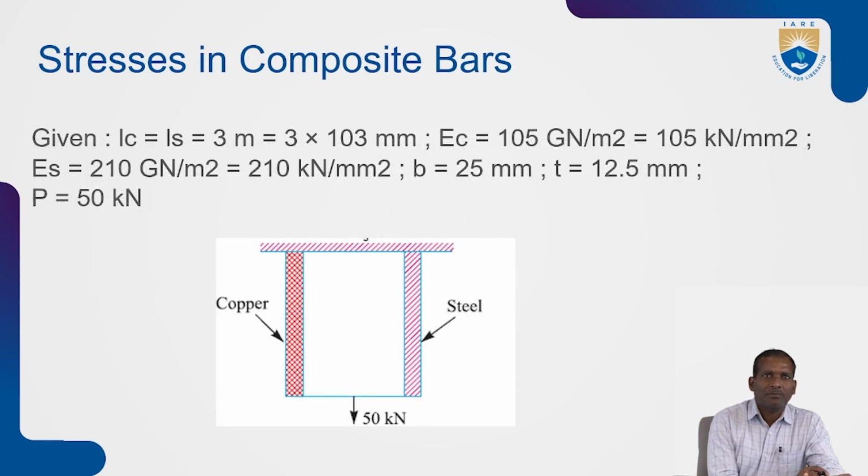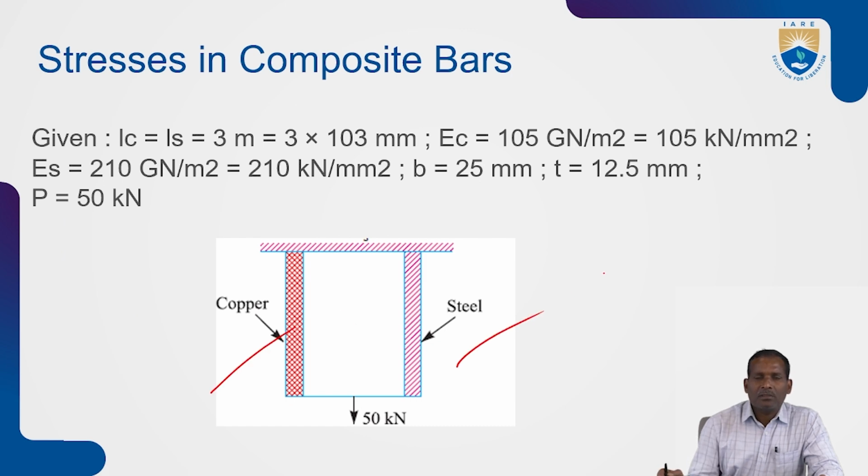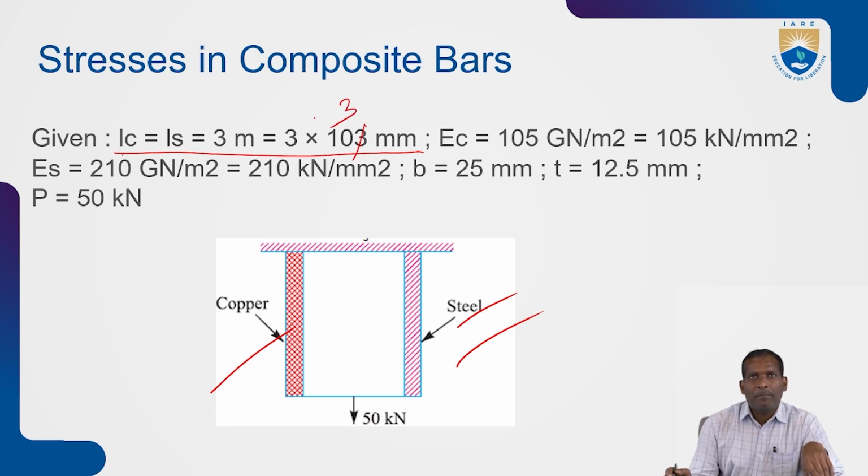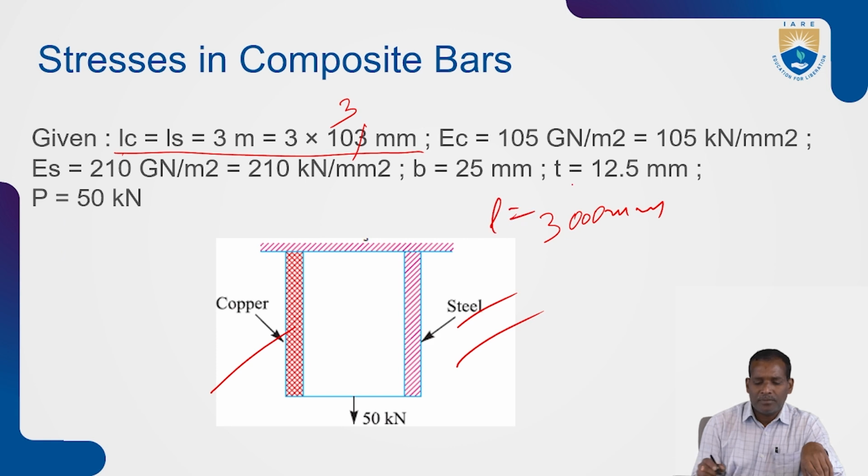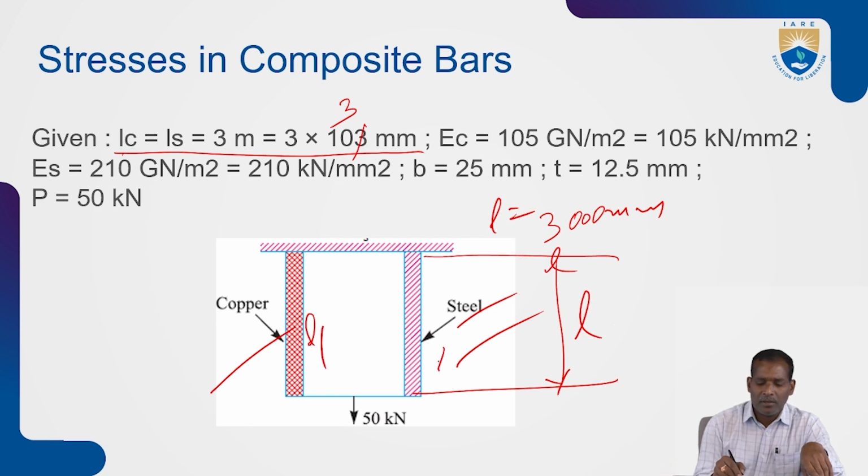So see here, the composite bar has two different materials given. One is copper, another one is steel. This bar is subjected to 50 kilonewtons. The length of copper and the length of steel is 3 meters, so convert into mm, that is 3000 mm length. The lengths of the bars are L1 and L2.